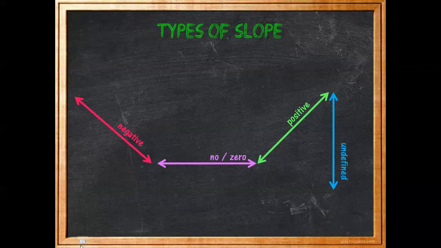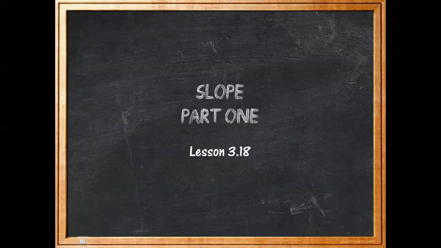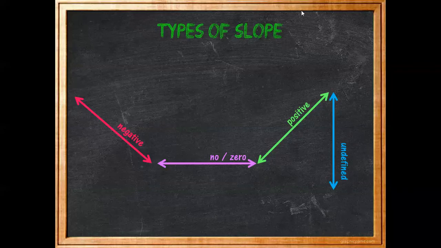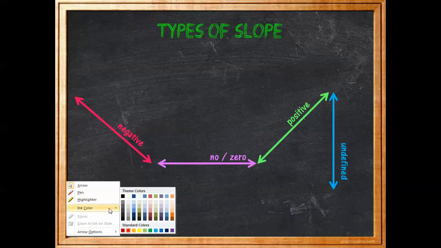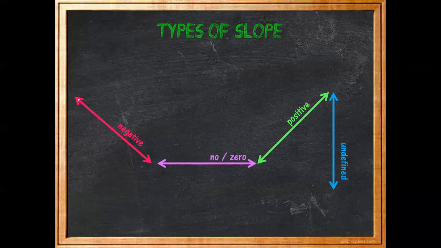In this video, we are going to talk about slope. This is lesson 3.18, so this is part 1 of slope. The first thing that we're going to talk about are types of slopes. Okay, there are 4 types of slopes: negative, no slope, also called zero slope, positive slope, and then there is undefined slope.